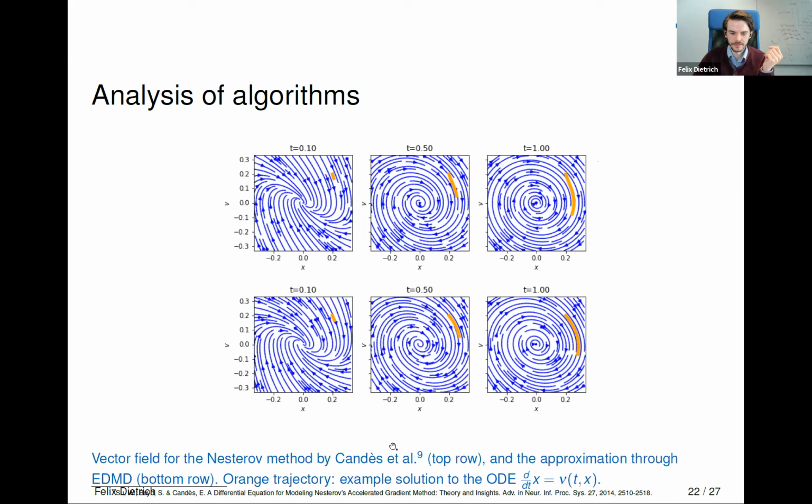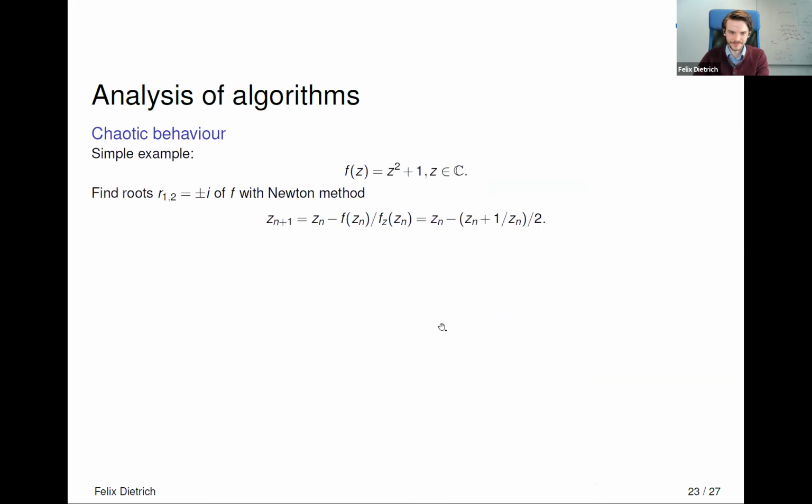In this case, that were available, I think, only in 2014. Yeah, for Nesterov method, Candes and co-workers showed that there is a continuous version, and we can also get it with the Koopman operator now. Yes, and so the last point that I want to make is that we can also study chaotic behavior.